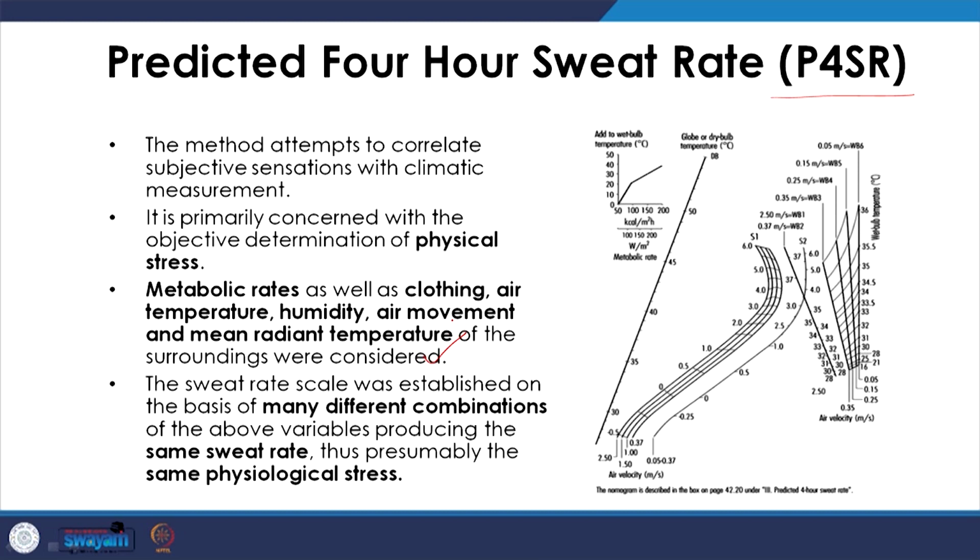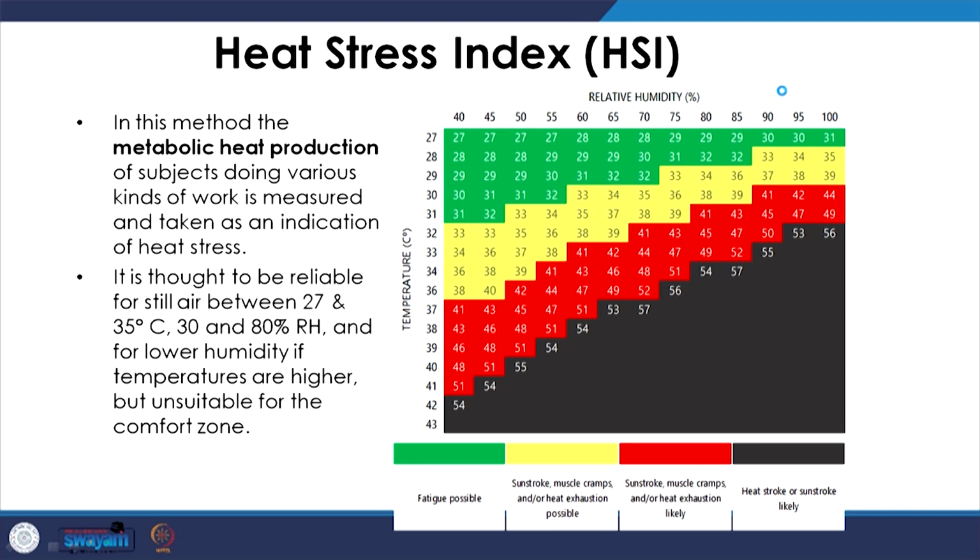So, all these 6 parameters were put together, and the index actually looked at the 4-hour sweat rate, to identify and to index the given circumstance, to understand the given environmental condition and understand the thermal comfort implication of it, whether it will be thermally comfortable based upon the predicted sweat rate. So, this was a new and an interesting concept.